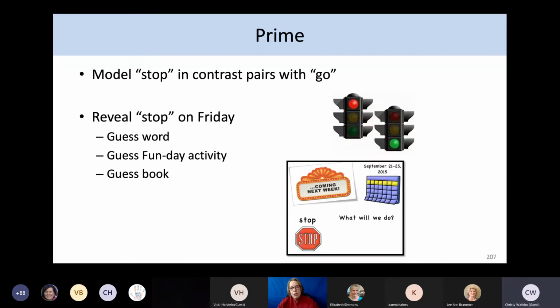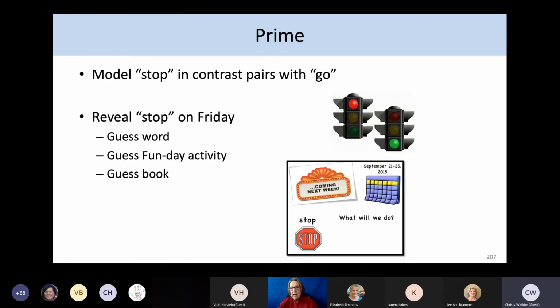So if they're choosing the word stop for next week, then she does a little priming where they have their big reveal after they've guessed. They're going to guess about what do you think might be some fun day activities? What do you think we could do to work on stop? And they try to guess the book she might read. Let's look at our bookcase and see if we can figure out a book that would be a good book that has the word stop in it.